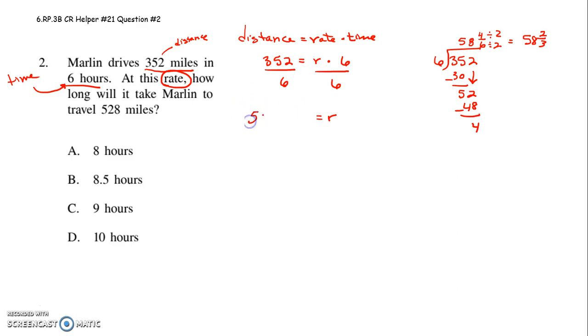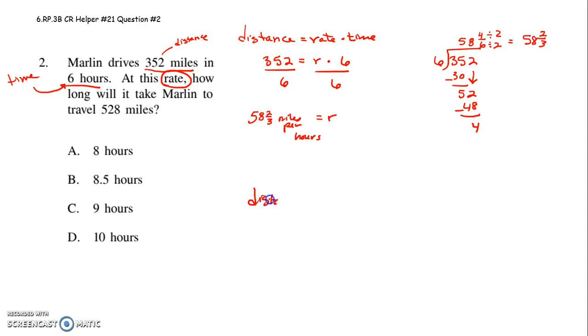So that means 58 and 2/3 miles per hour. That's miles in 1 hour. And some of you may say, oh, I wanted to do a tape diagram, or I wanted to find a unit rate. Absolutely. You could also do that. You'll still come up with 58 and 2/3 miles per hour.